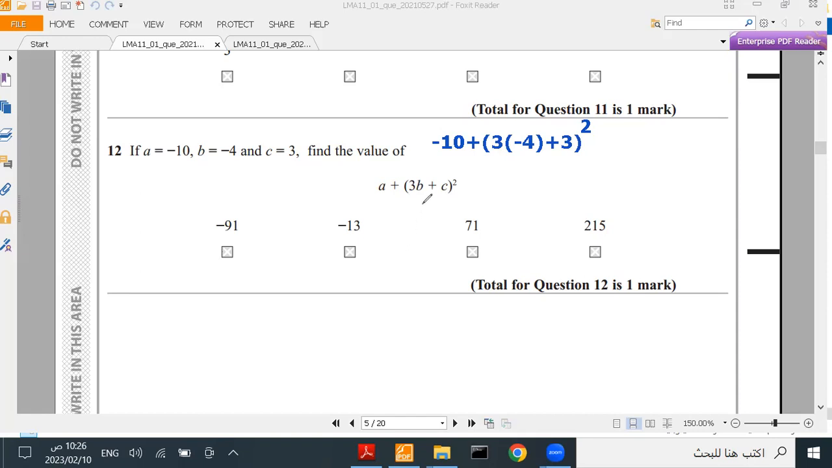Now, there's something I want you to focus on. When I change a letter, a variable, and put a value in its place, please put it in brackets like this. Okay? That's important. So we say -10 plus bracket 3 bracket -4 close bracket plus 3 close bracket power of 2 equals 71. That's it for this question. So the answer is 71.